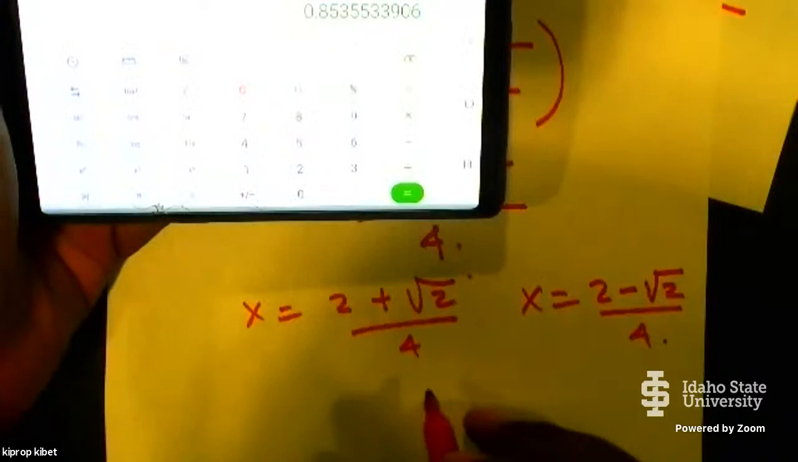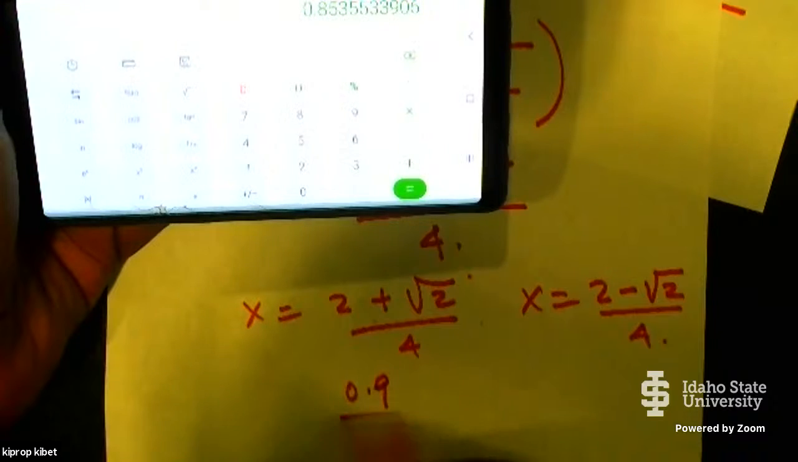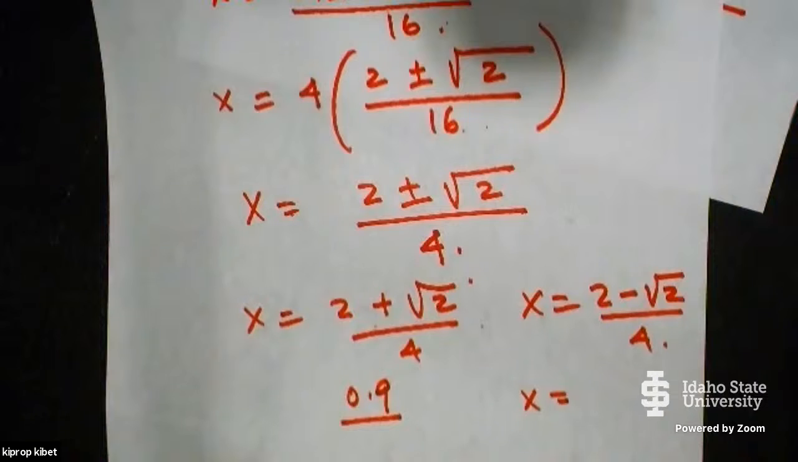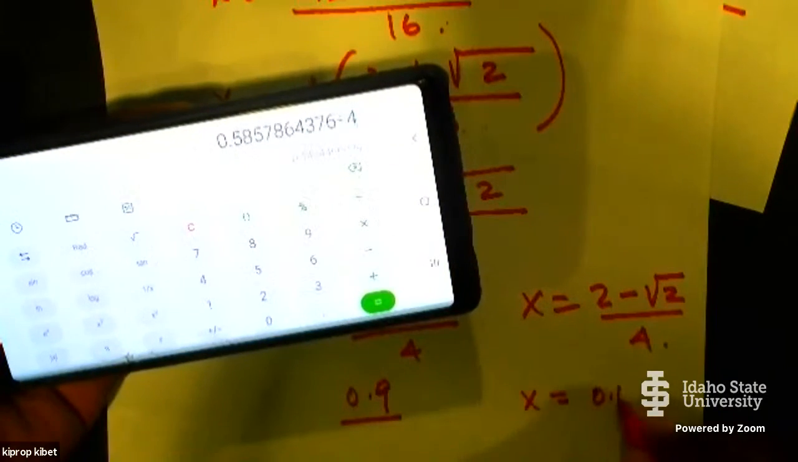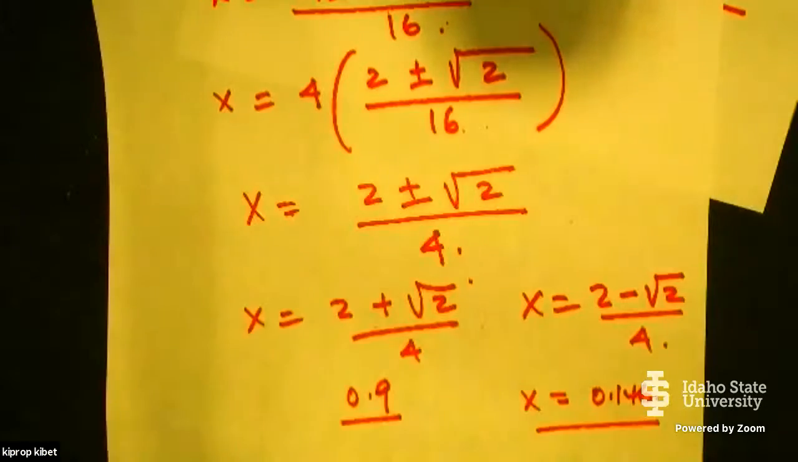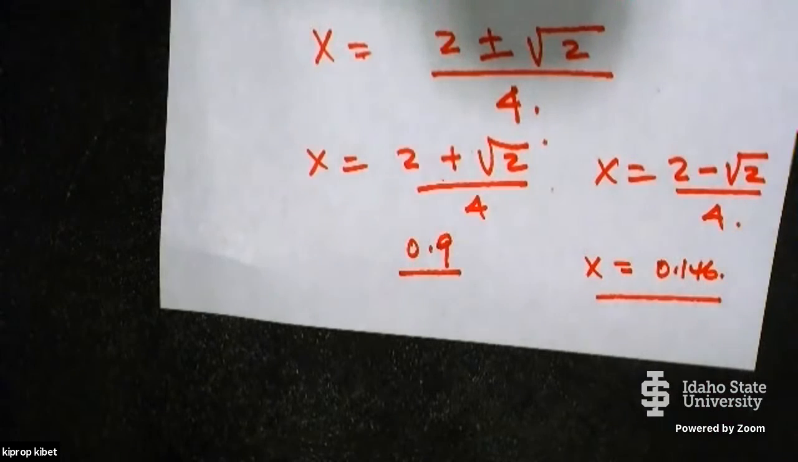So it's almost 1, like 0.9. And then 2 minus the square root of 2, divided by 4, is like 0.146. Now, these are the critical points. Now it forms the intervals.